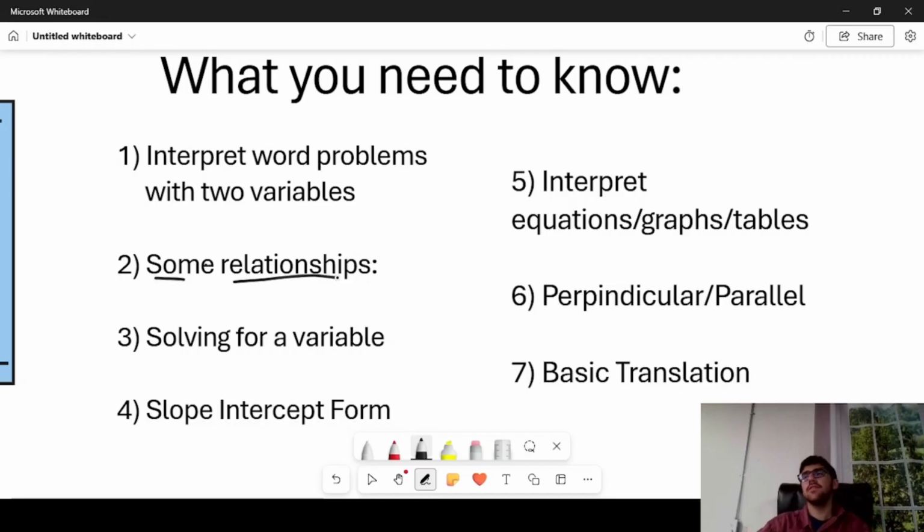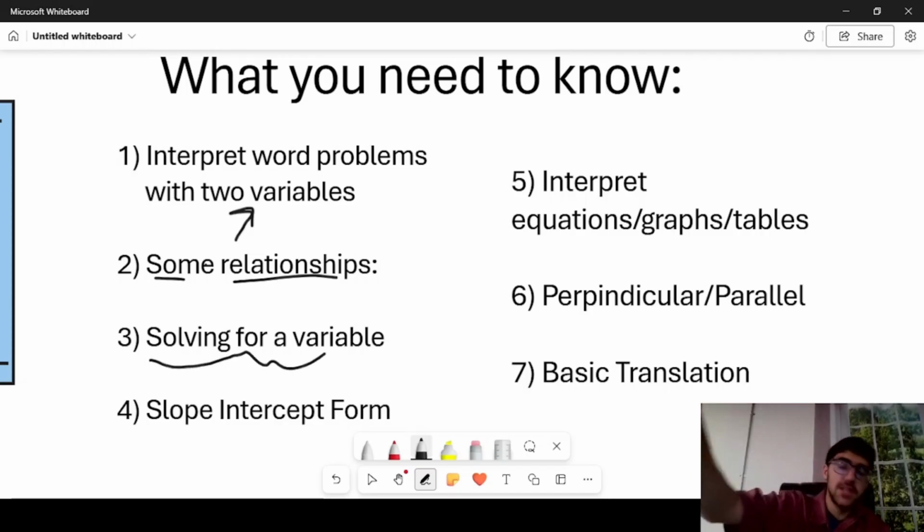You just need to understand how the relationships work, which is mostly interpreting or understanding what the slope is, or the rate of change, so you can understand the relationship, which goes hand in hand with understanding the word problems. Then, like I said, you will need to know how to solve for a variable, because many times it's going to give you a scenario, an equation, and a number for one of the variables, and ask you what the other would be.